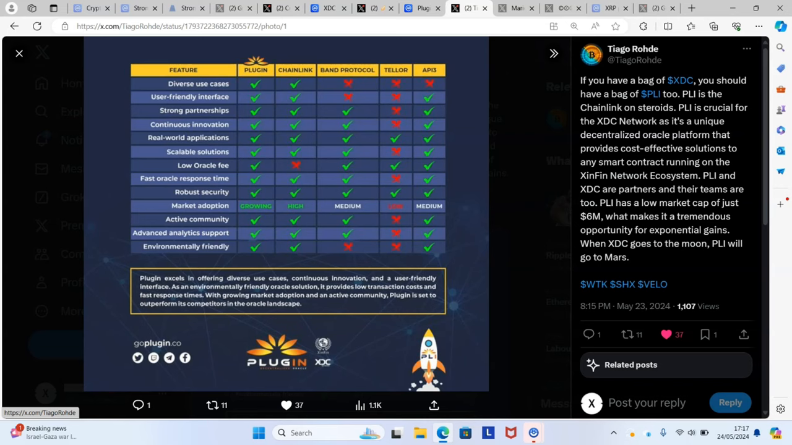Plugin compared with Chainlink, Band Protocol, Tellor, and API3. Plugin is the clear winner. We are nearly at the finish line. I can already see the light at the end of this tunnel. By the end of this decade, a lot of these cryptos with utility are going to take over from the painful cryptos that don't work, like Ethereum, Chainlink, and so many others that don't work. PLI is definitely one of them that can definitely take over from Chainlink.